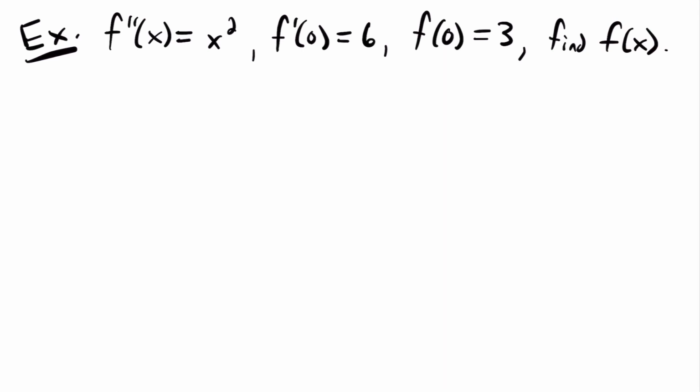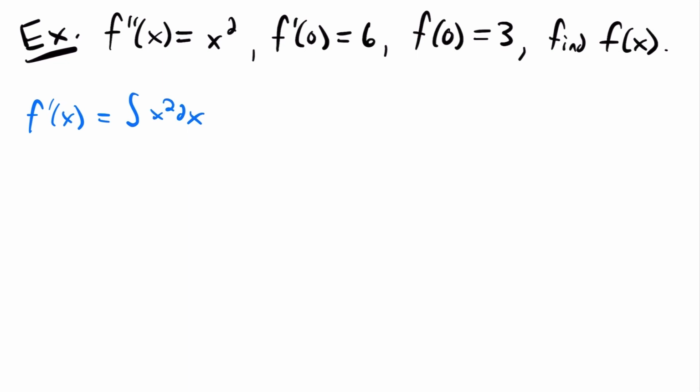And so thankfully, we also have these initial conditions that are going to allow us to find the particular solutions for our first derivative and our original function. And so let's start by finding f prime of x by taking the integral of f double prime, or our second derivative, which is equal to x squared. So we'll have x squared dx.